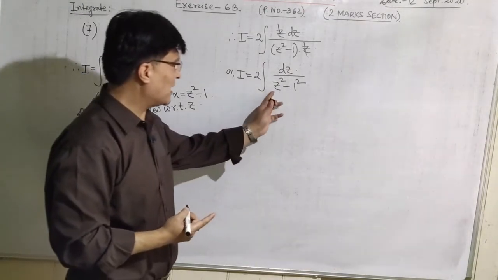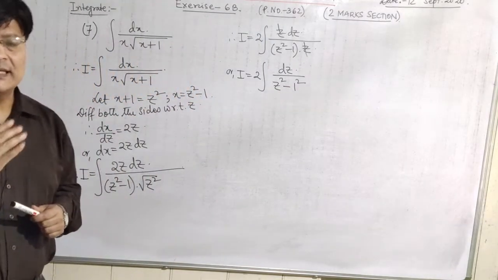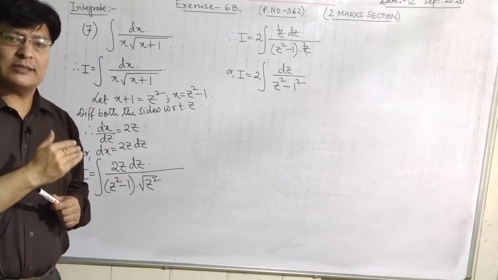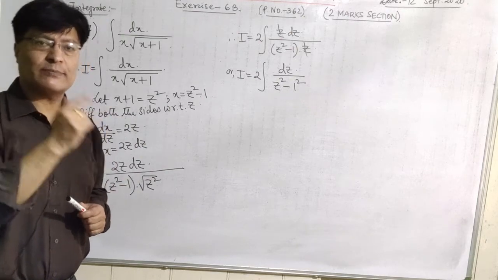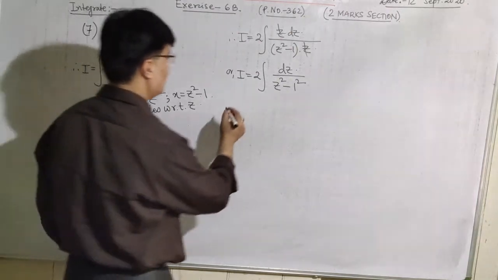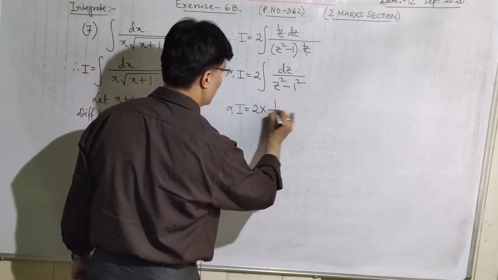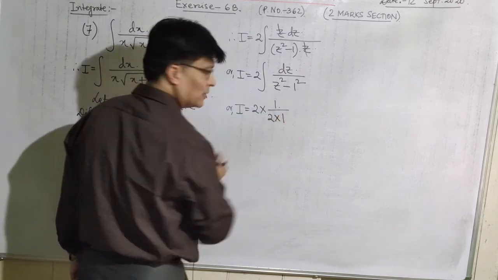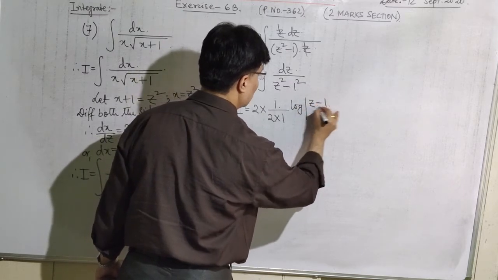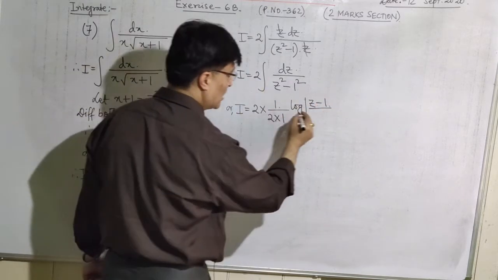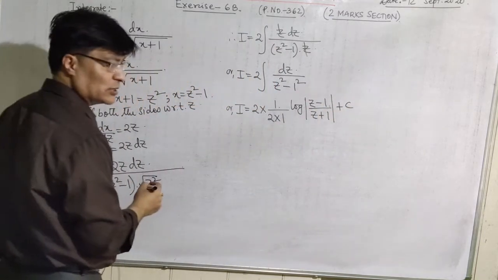Now this is the standard form. So instead of x there is z, and instead of a there is 1. This is the second standard integral, that is integration of dx divided by x square minus a square, which is 1 by twice a into log of x minus a upon x plus a. So I is equal to 2 into 1 upon 2 into a is 1, log within mod x minus a, z minus 1, divided by x plus a, z plus 1, then plus c.